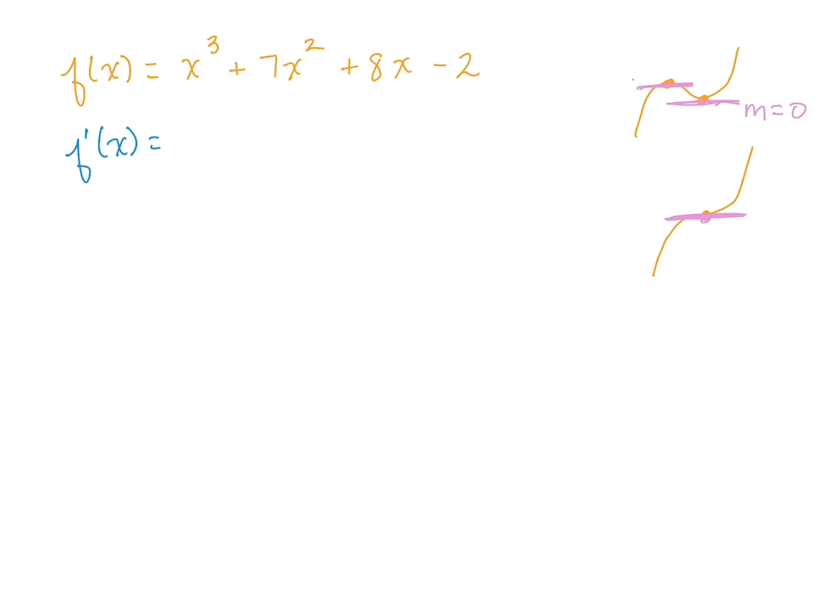I'm just applying the power rule to each term. So this would give me 3x squared plus 14x plus 8. This function, f prime, is still a function, but it's the derivative. It is representing the slope or the instantaneous rate of change of my cubic. Again, I'm looking for where the cubic would have horizontal tangents, meaning where its slope is equal to 0. So I'm going to take my derivative equation and set it equal to 0.